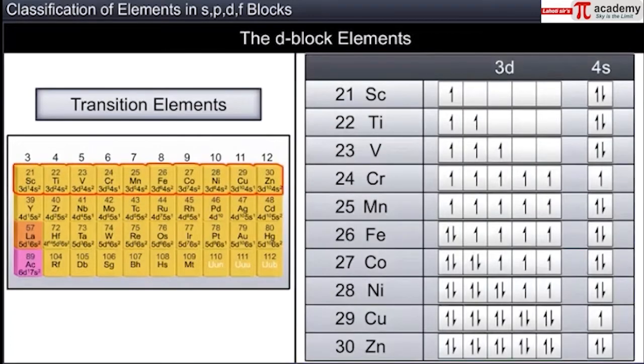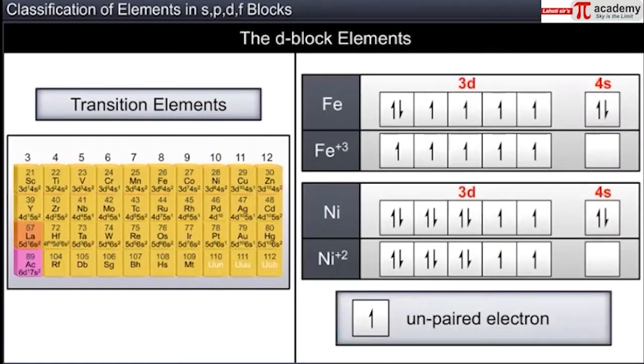These elements and their ions are usually paramagnetic. That is, they are attracted to external magnetic fields because of the presence of unpaired electrons in their d orbitals. For example, the elements iron and nickel and their ions Fe+3 and Ni+2 exhibit paramagnetism.